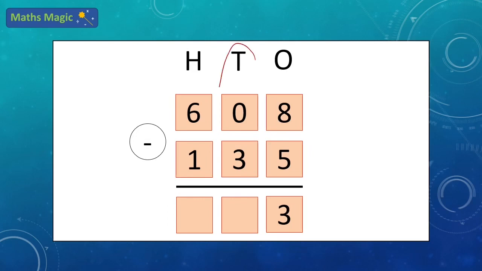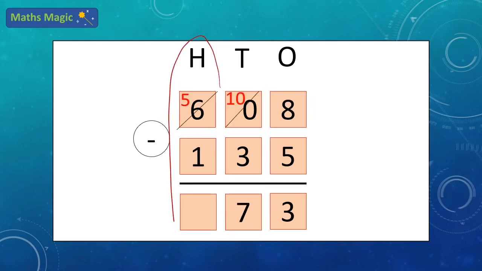Next we look at our tens column. 0 subtracted by 3, which we can't do, so we're going to have to rename in order to do this question. So we go to our 6 in our hundreds column and rename that into a 5. And then we take our hundreds that we've borrowed and put it next to our tens here, making the number 10. So now our question reads 10 subtracted by 3, which is 7. We put that in our tens column.